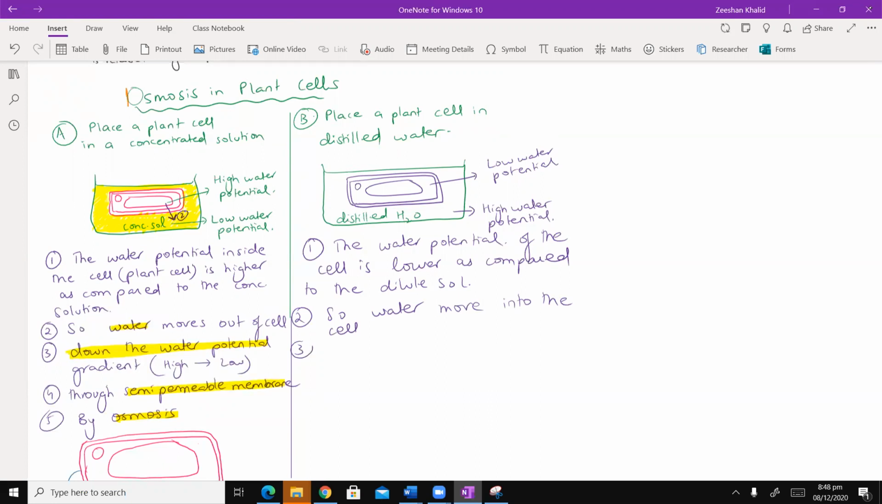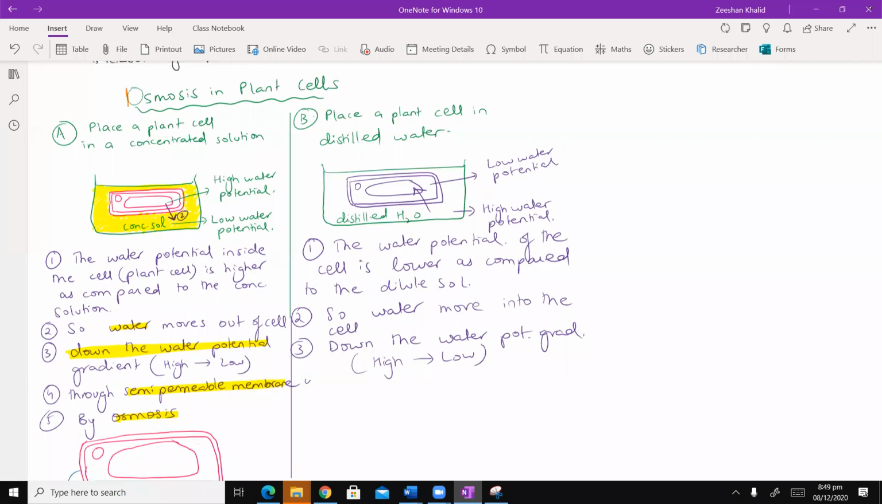By the process, okay, sorry, down again. The water potential gradient. I'm just sticking to abbreviations. I hope you understand what that means. Water potential gradient, which is again from high to low, but this time the direction of high to low is of course from the solution into the cell.